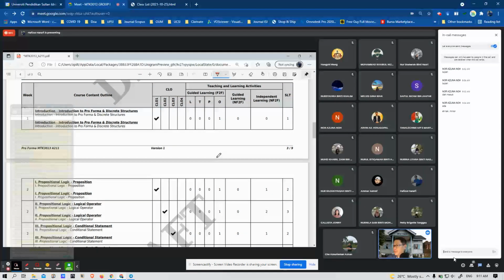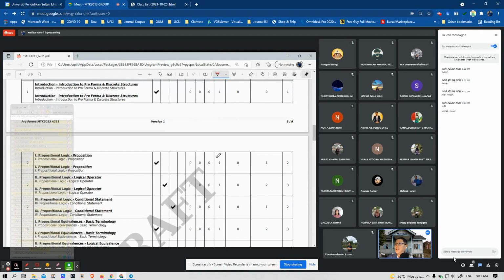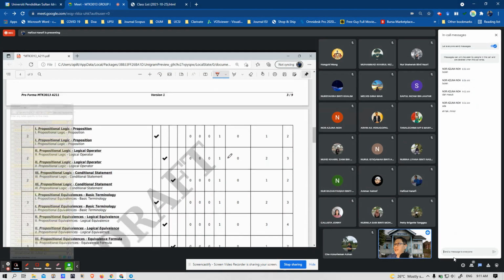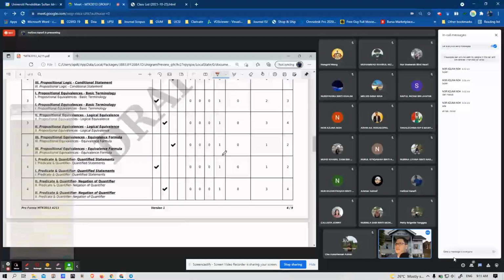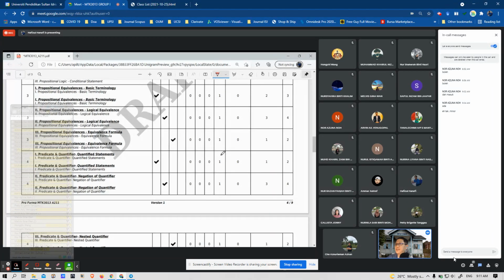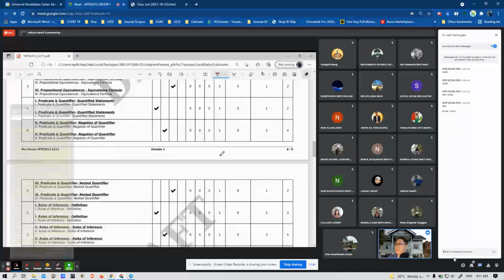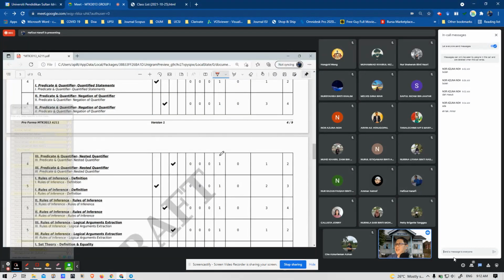First week, we discuss the pro forma and an explanation of discrete structures. After that, we have propositional logic, which takes a lot of time based on the slides, I think 2 or 3 weeks. Then we continue to predicates, how to quantify a statement, what a predicate is, and how to negate quantifiers. After that, nested quantifiers.